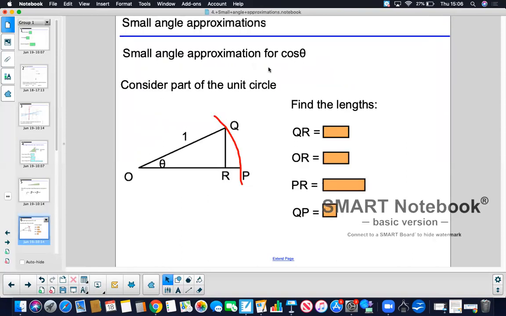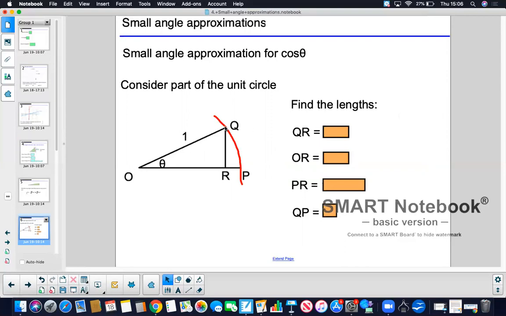Now I want to think about using cos instead of sine and tan. So we're going to look at a circle again. This is a unit circle, which means it's got a radius of 1. So find the different lengths. See if you can work those out, pause the video, have a go, and then restart it when you want the answers.